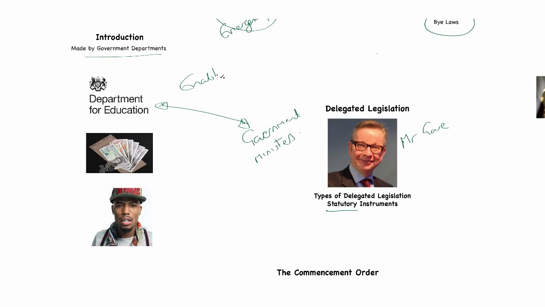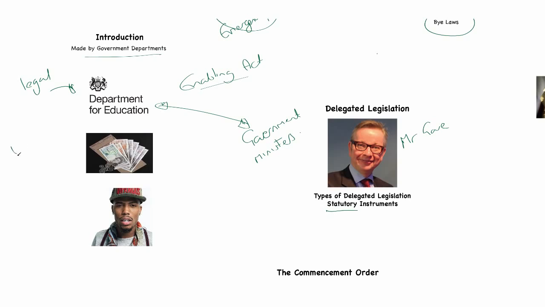So you still need the Enabling Act. Okay, so a law made by a government minister under the authority of the Enabling Act in an area of their responsibility. And it's drafted by the legal department. Each of these departments has a legal department working within it, and it will be the legal department that puts together the statutory instrument.